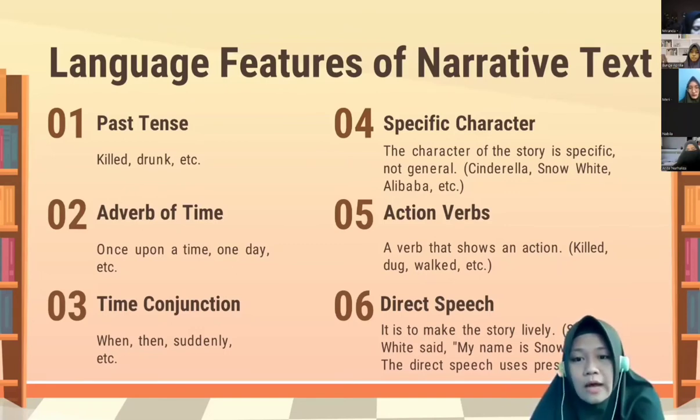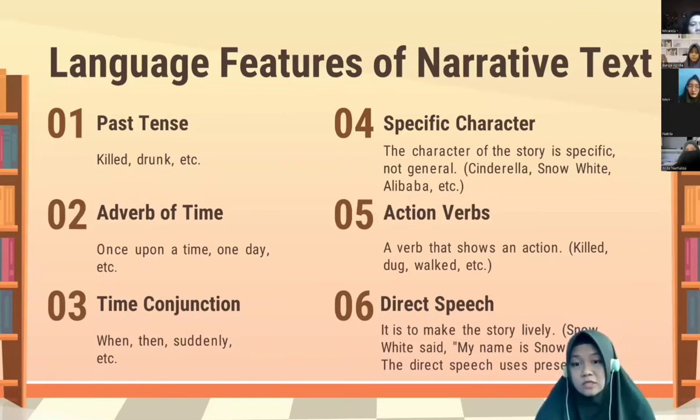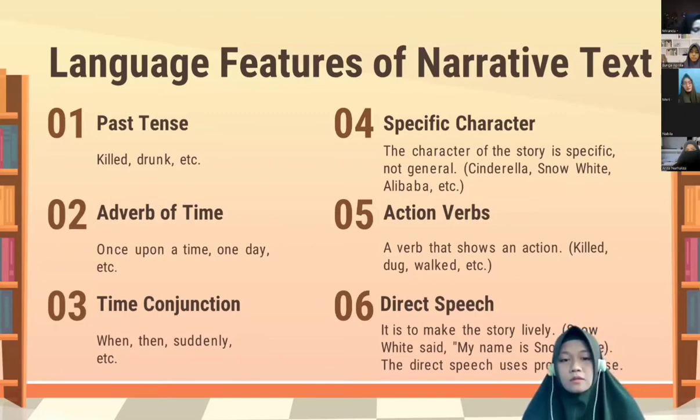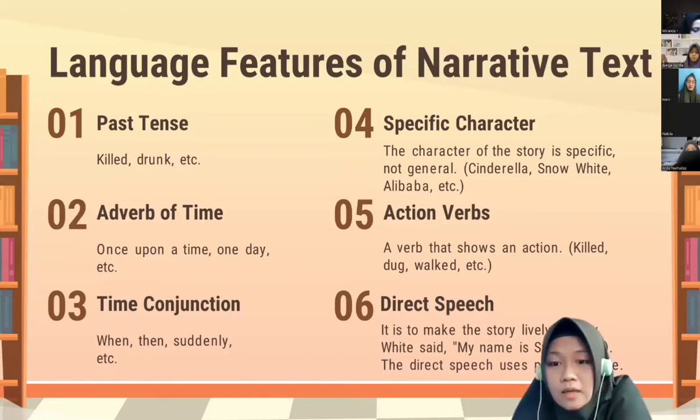And we also have action verbs. So action verb is a verb that shows an action, like kill, duck, walk, run, and etc. And in narrative text, we also have direct speech. So it is to make the story lively. And for the example, you can see on the screen.